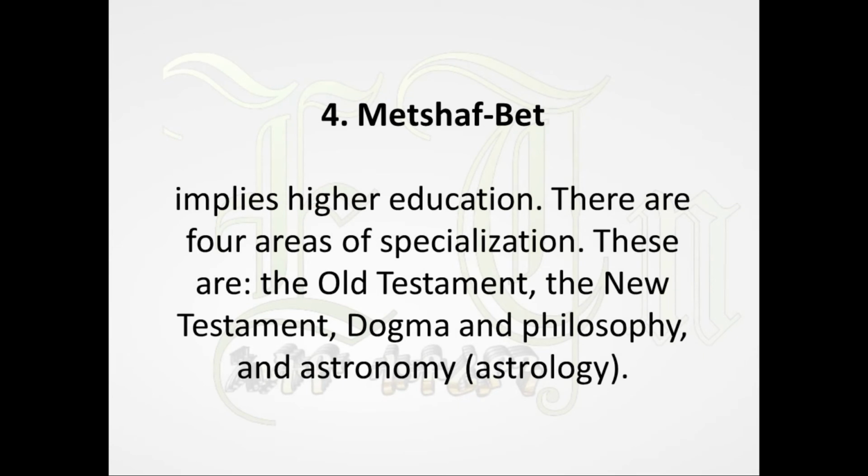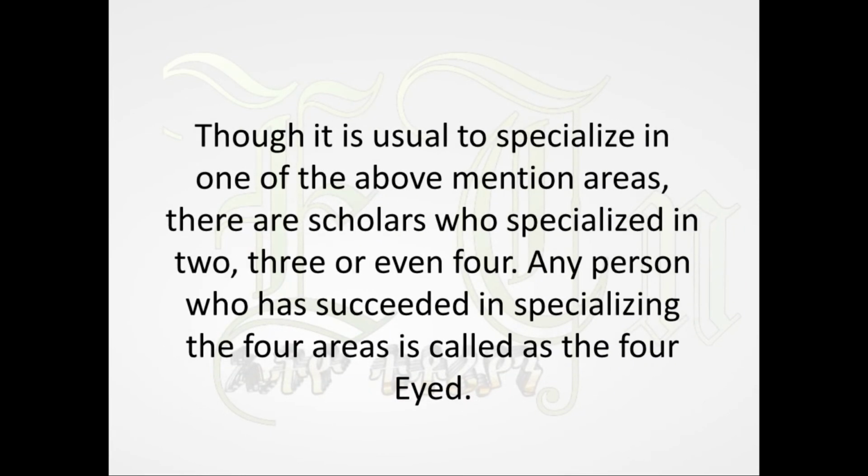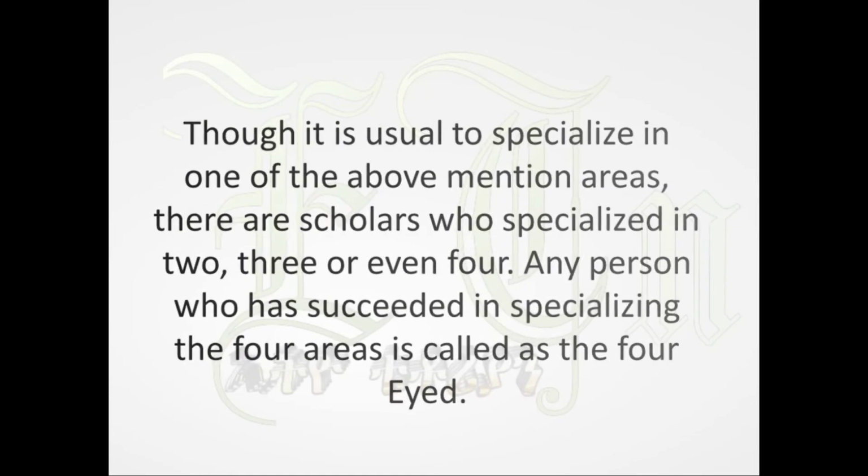Metsafet implies higher education. There are 4 areas of specialization. These are: the Old Testament, the New Testament, dogma and philosophy, and astronomy and astrology. Though it is usual to specialize in one of the above-mentioned areas, there are scholars who specialized in 2, 3 or even 4. Any person who has succeeded in specializing in all 4 areas is called the 4-eyed.